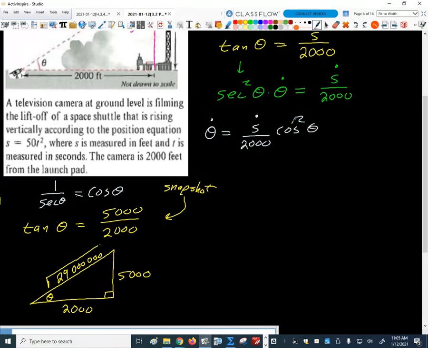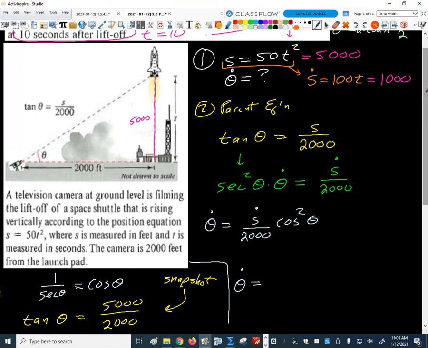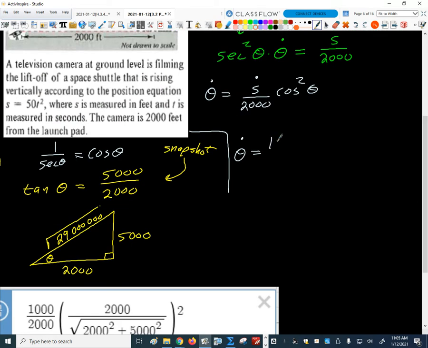I could use my reference triangle to define cosine theta in terms of a ratio. So I just end up with theta dot when I plug and chug here. Look what I get when I plug values in. I get theta dot equals S dot, which we identified as 1,000, over 2,000 times whatever the cosine of theta ratio is, squared.